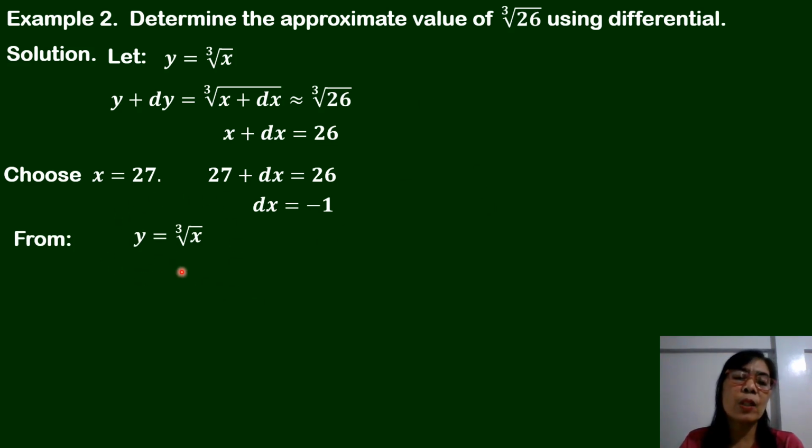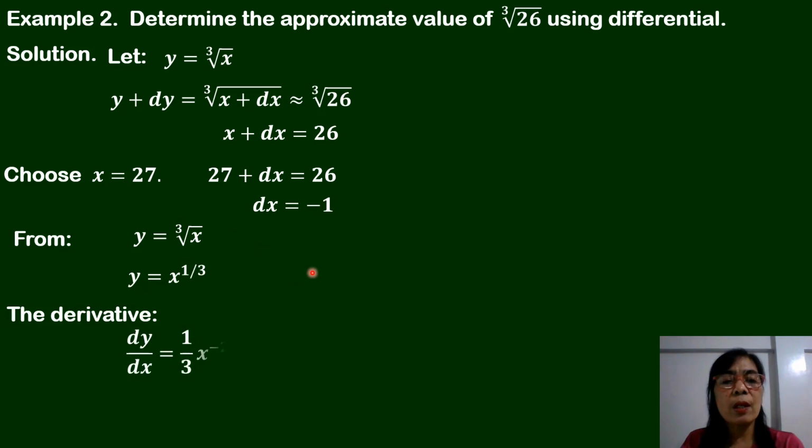Going back to the function y is equal to the cube root of x, to find for the derivative of y with respect to x, first we must write the cube root of x into power form, or that will be x raised to 1/3. So the derivative of y with respect to x, applying power formula, we have the exponent times the base, which is x, raised to 1/3 minus 1, which is negative 2/3. Or we can write it having a positive exponent as 1 all over 3x raised to 2/3.